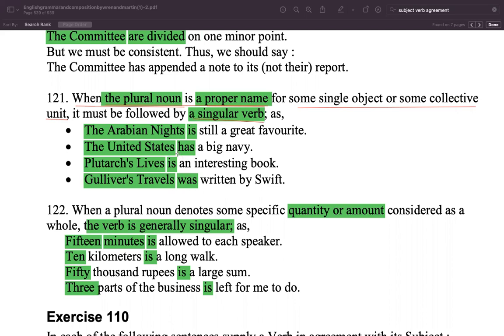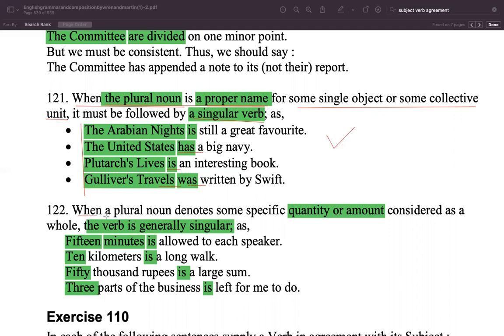It should be is or has. Plutarch's Lives, age. Gulliver's Travels, was. So though the subject is seeming plural, they are proper nouns, so they cannot carry plurality on the basis of seeming plurality, right? So this is called another rule.